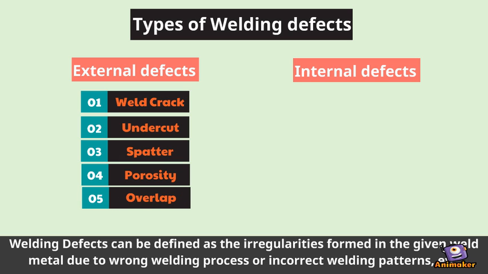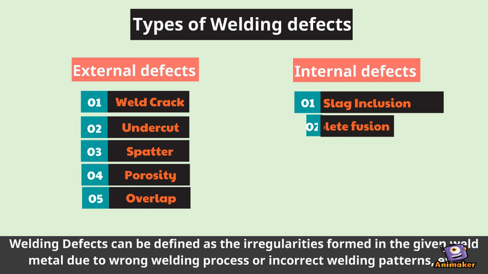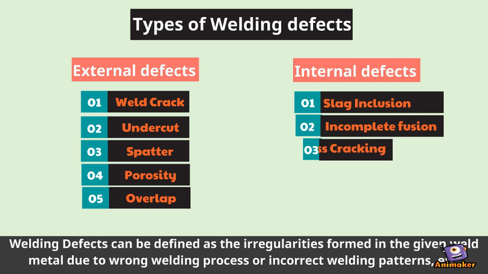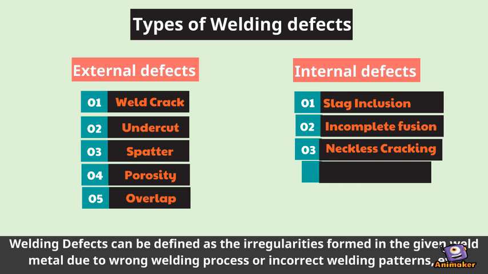The different types of internal defects are slag inclusion, incomplete fusion, necklace cracking, incomplete penetration. Let us discuss these defects one by one.